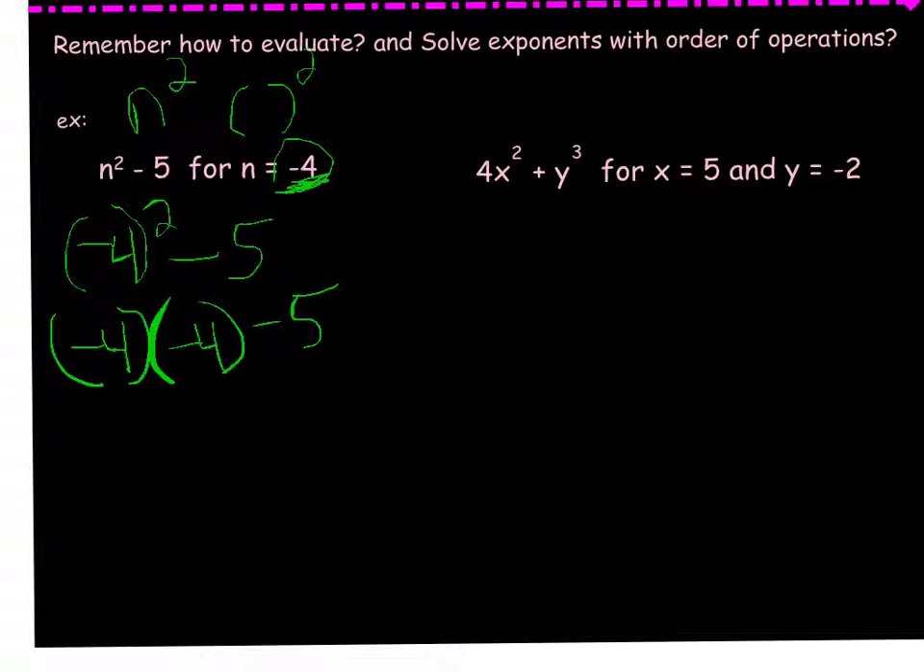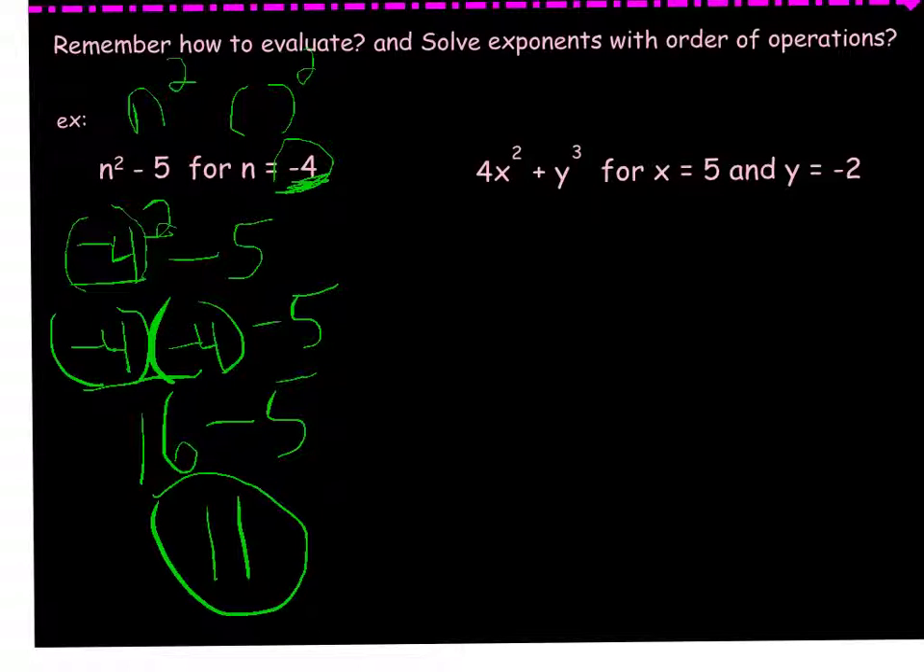So -4 times -4 is positive 16. So it's in a parentheses with an even exponent. It's positive. Last step, -5. And that would be 11. So there's my answer, kind of like the funnel method. Let's do our next one.